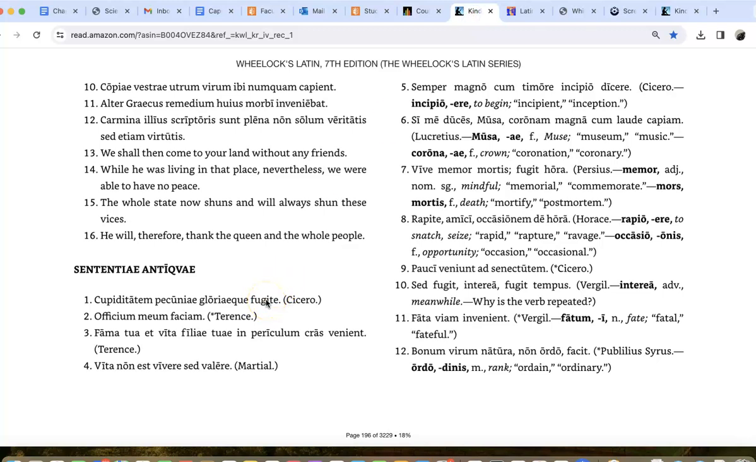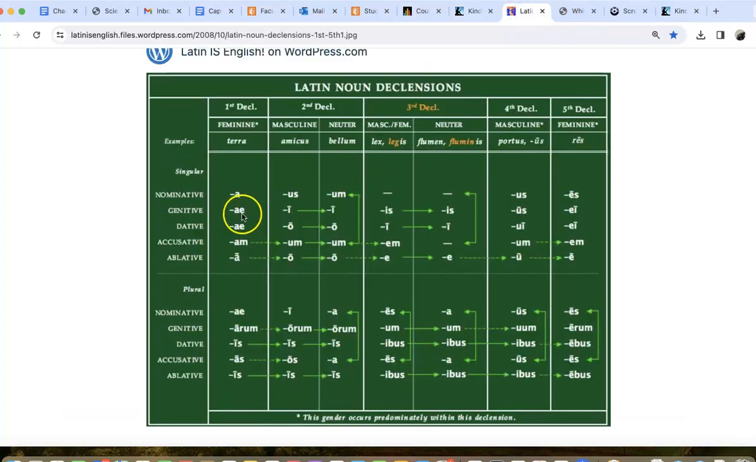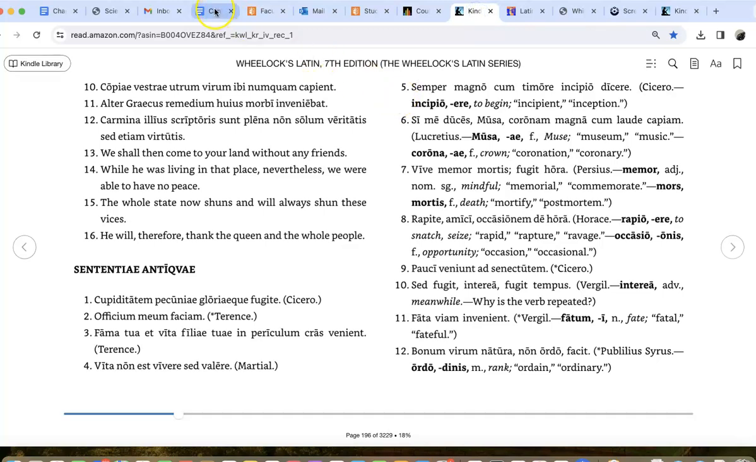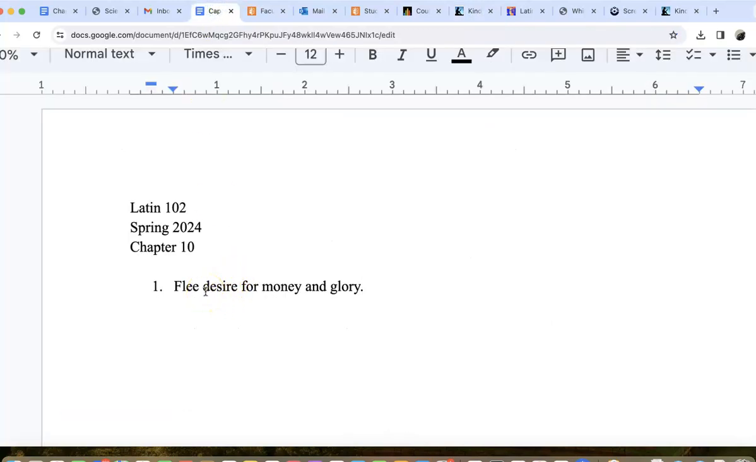So fugite, flee; cupiditatem, like Cupid, a desire for something. So here's pecuniae gloriaeque, and we look at our endings here. This is first declension, dative singular. So there's our pecuniae gloriaeque, and we put it all together: flee, a desire for money and glory. If you want to say a desire, that's fine too. We're not going to get into debates of style in this online format.